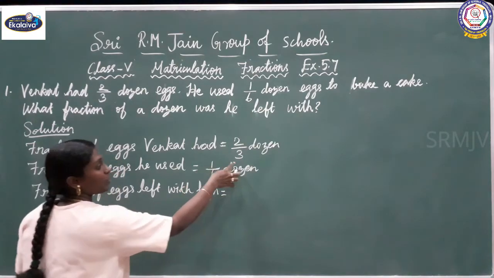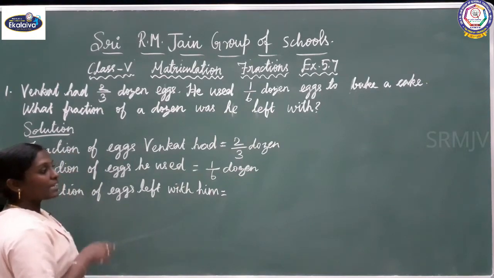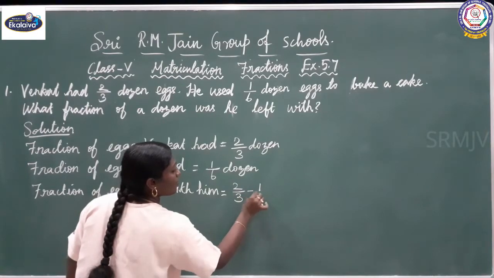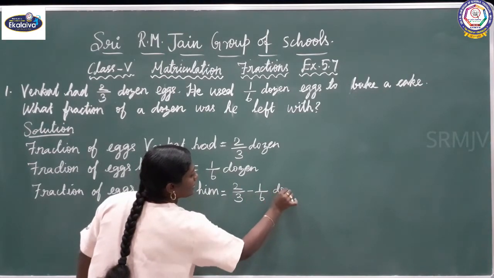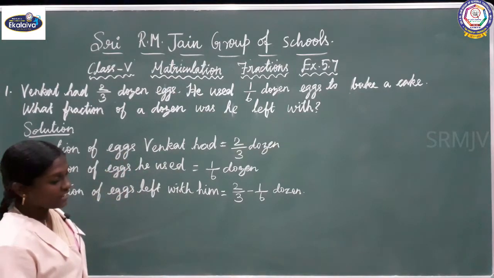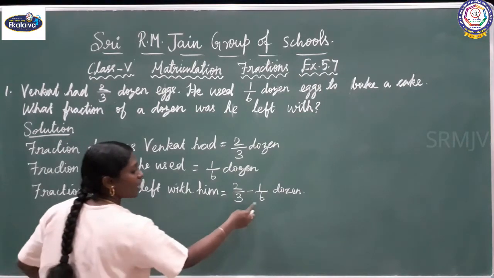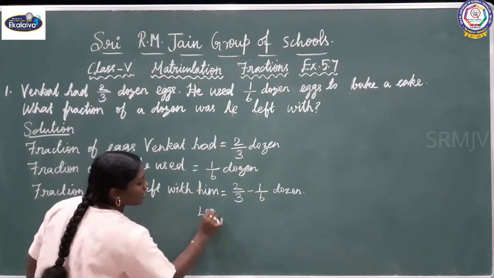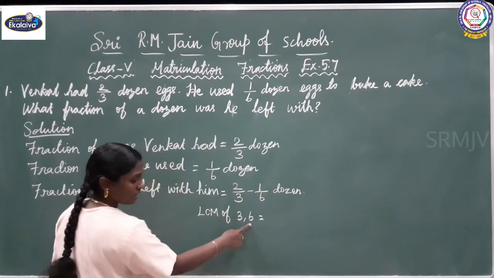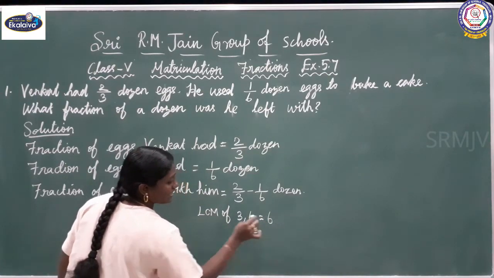For that, from the total amount, we have to subtract the amount of eggs he used. That is 2 by 3 minus 1 by 6 dozen. Here, these two fractions are unlike fractions. First, we have to make them like fractions. For that, we have to find the LCM of the denominators. LCM of 3 and 6. Here, 6 is a multiple of 3, so we can take 6 as the LCM.